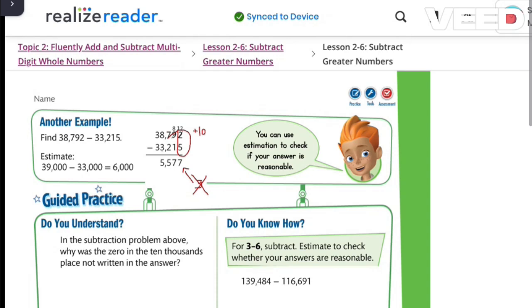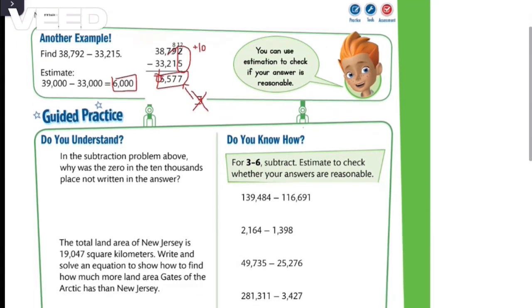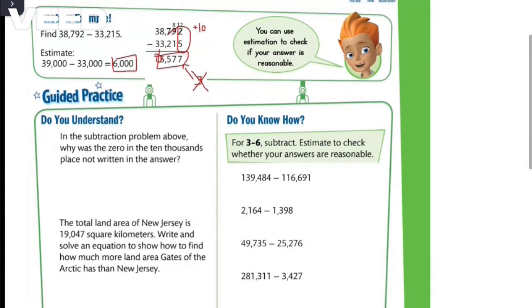8 minus 3, which is 5, and they left off that 0 there for 3 minus 3. You really don't need that 0 to be there at all. Now, based on this estimation, they rounded this number to 39,000, and they rounded 33,215 to 33,000, and it looks like our estimate is pretty close to our answer, so we can tell that our answer is reasonable. All right, let's go ahead and go to the next question.